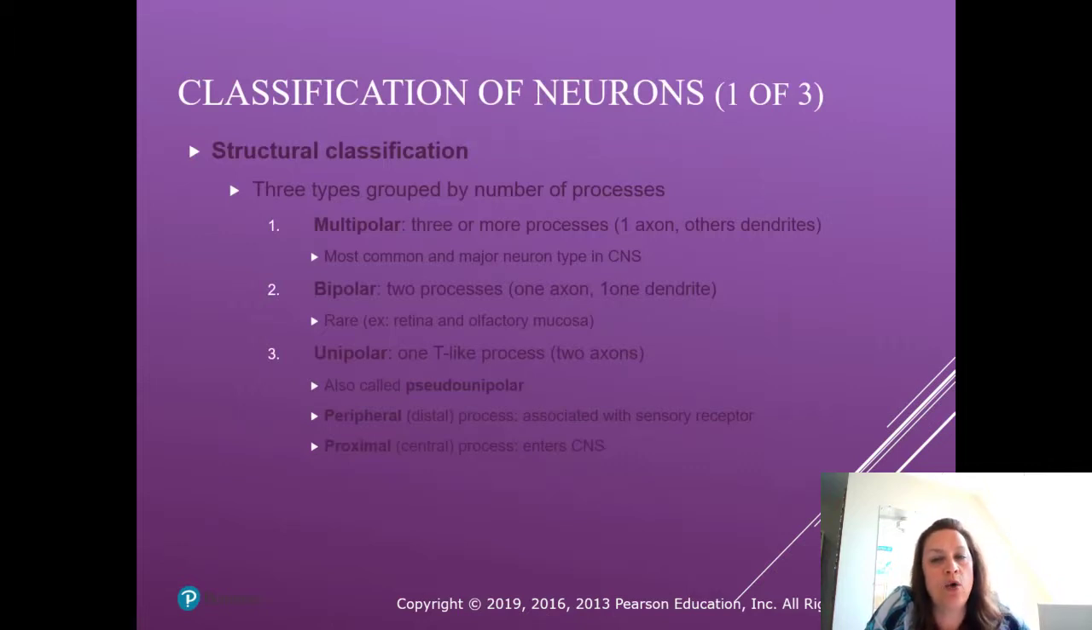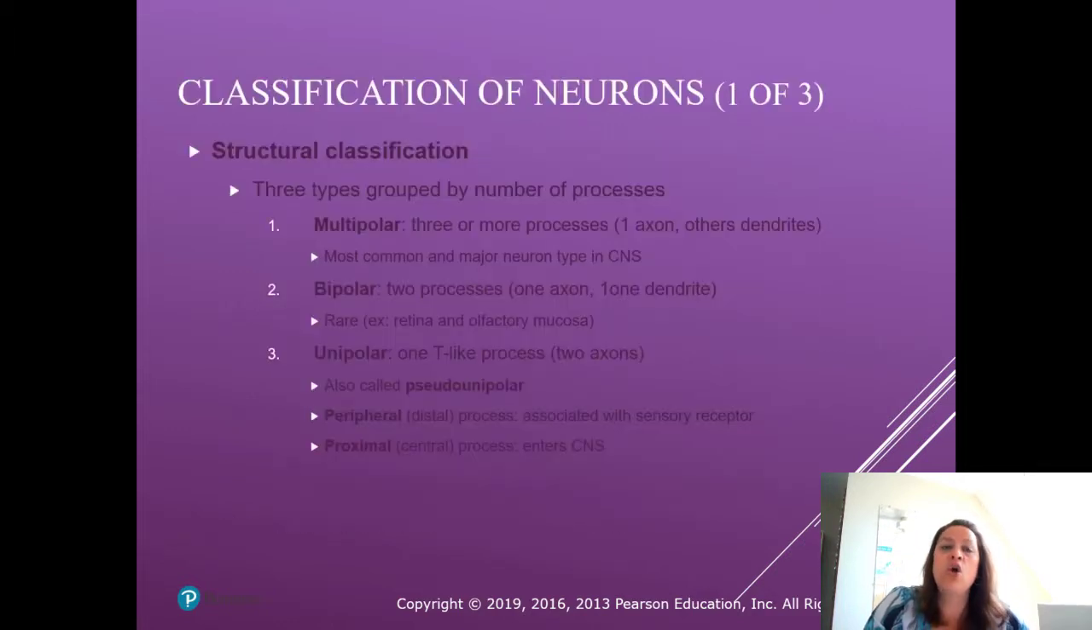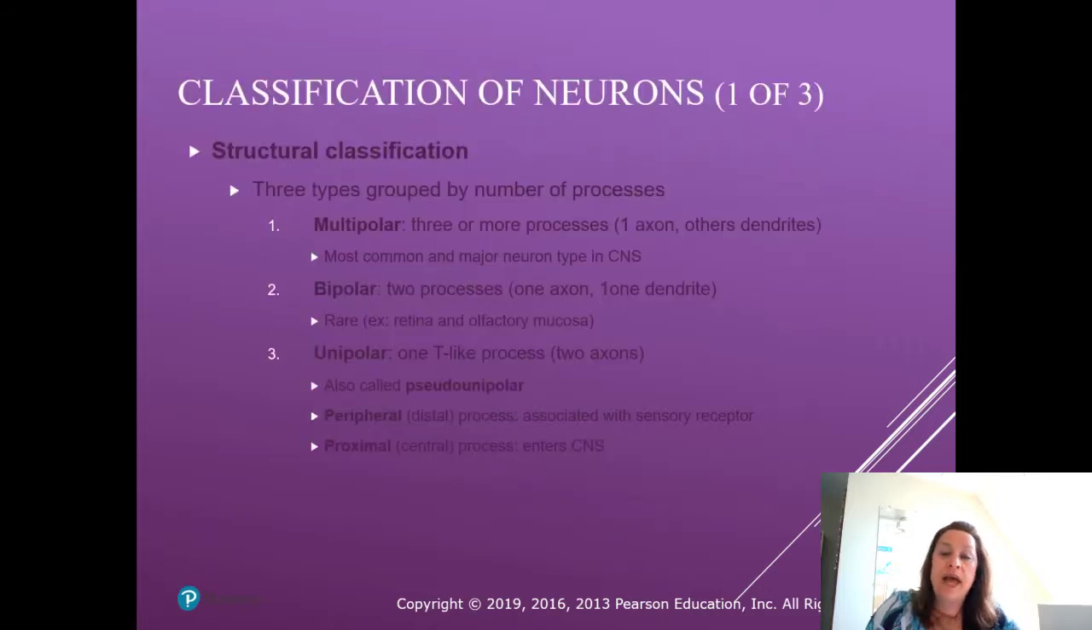So when we talk about neurons, this is a general structure of a motor neuron. There are actually 3 classifications of neurons based on the number of processes. So this one would be a multipolar neuron. It has 1 axon and a number of dendrites, most common. We also have what's called a bipolar, 1 axon, 1 dendrite. Then we have a weird one called a unipolar. It has a T-like shape, it has 2 axons, which we don't see very often.